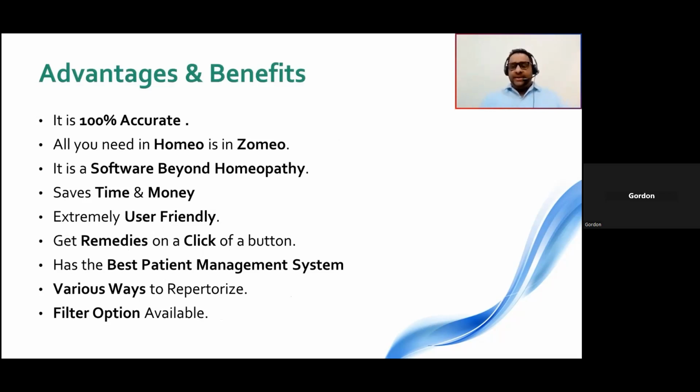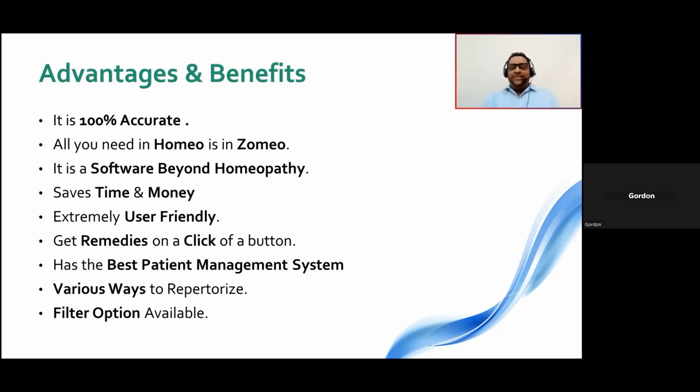Just think about it. The first point says that it is 100% accurate. We want something that gives us accurate information. And Zomeo as a software helps you to give your client the right remedy. You give your client the right remedy, you've got happy customers. You've got happy customers, you go to the next level. That is what Zomeo does. It creates an impact in your life in a good way.